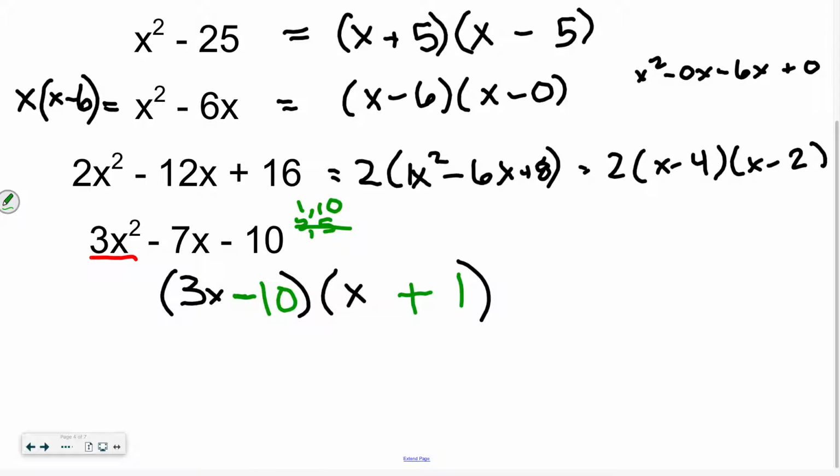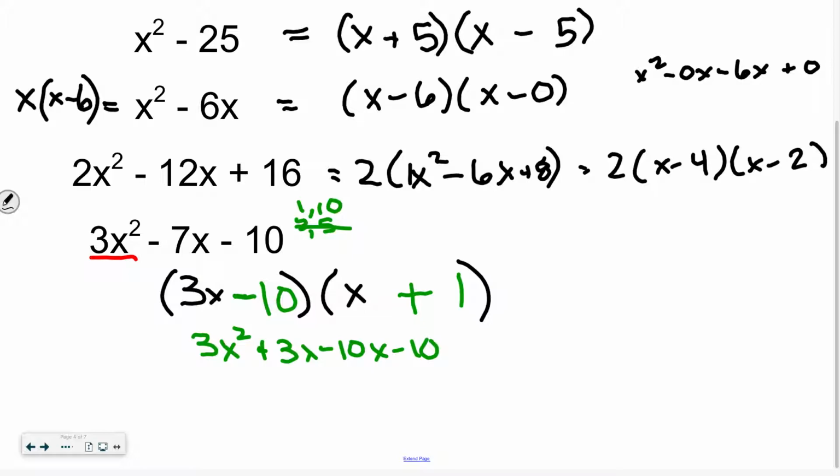And then think about that. Of course, that gives me my -10x plus 3x gives me my middle term. My first term's checked out to be 3x squared, and now I have -10 times +1. Wouldn't that be -10, my last term? So I've checked it. If you need to, you should FOIL this out. If you have to write it down, then write it down. It should literally take you like 10 seconds at most to write down. Okay, so that's its factored form.